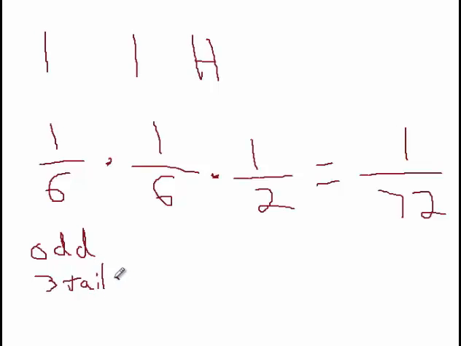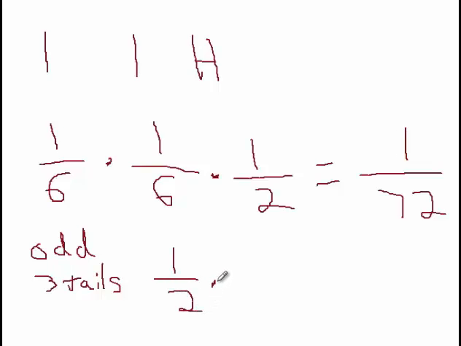Well, okay, what are the odds of getting an odd number? There are 3 possibilities. If you roll a die, there are 6 numbers: 1, 2, 3, 4, 5, 6. Of those, 3 are odd: 1, 3, and 5. So the odds of that are 3 in 6, which is the same thing as 1 in 2.